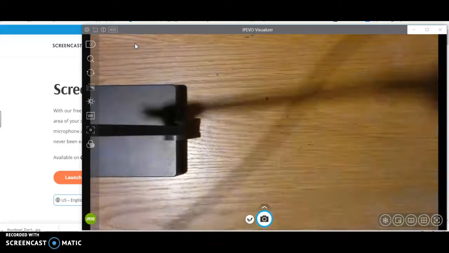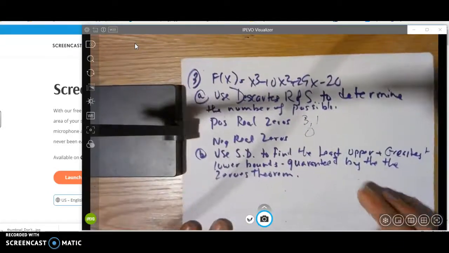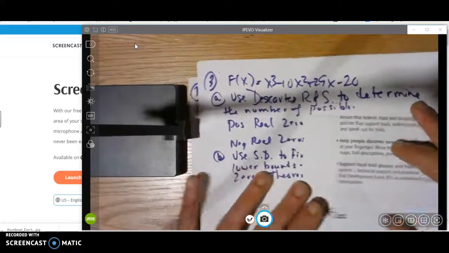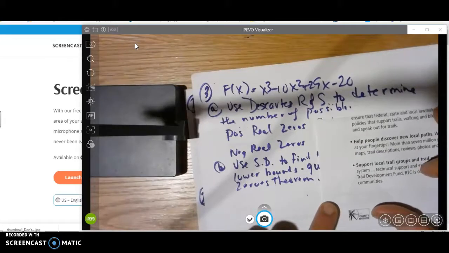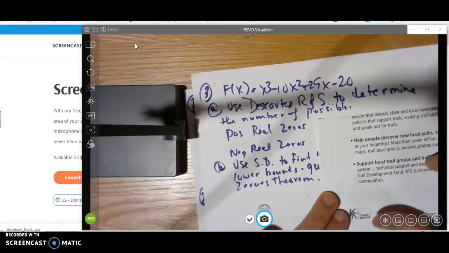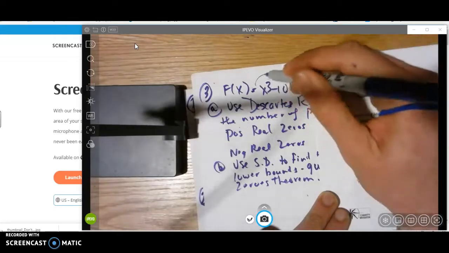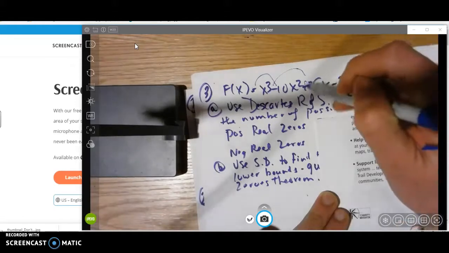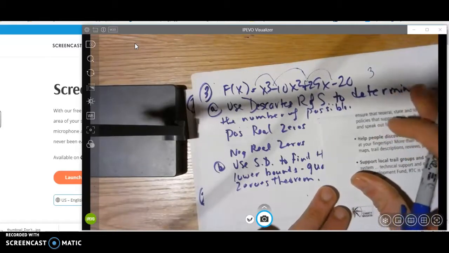Number 3. Number 3 asks us to find, using Descartes' rule of signs, the number of possible real zeros for this one. What are the number of possible real zeros? We look at the original equation and look at sign changes. So we have 1, 2, that's a positive right there, that's a positive, and 3. So we have 3 possible positive real zeros.